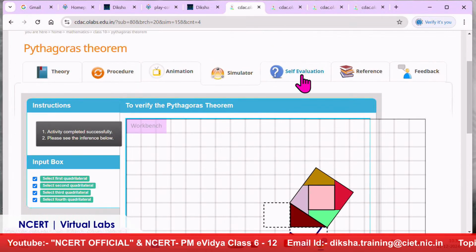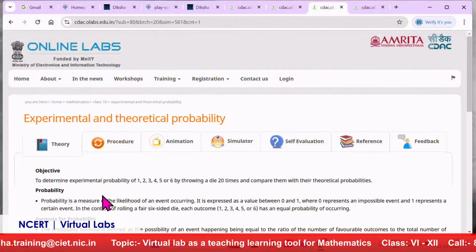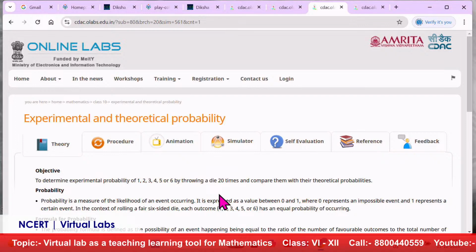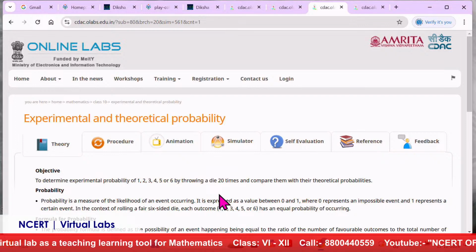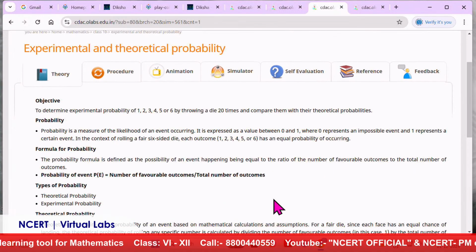So step by step basically we can understand the theorem. Yes. Now the self-evaluation and the reference. One more experiment I want to show is based on the experimental and the theoretical probability. The probability topic is very difficult to understand in the classroom, right? So the teacher can demonstrate the probability here.